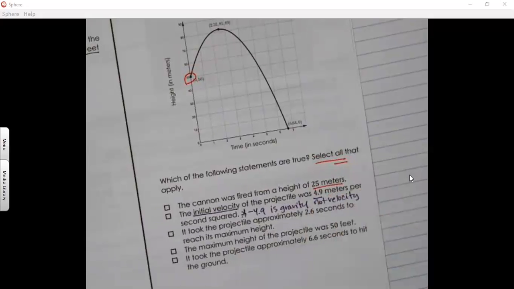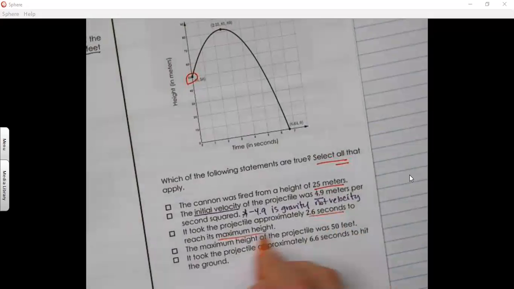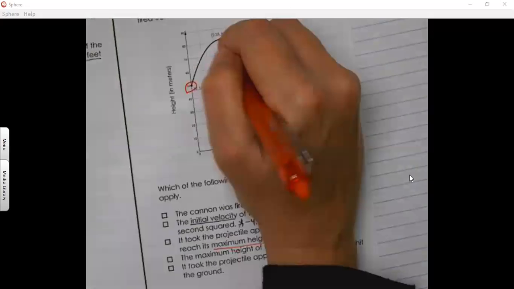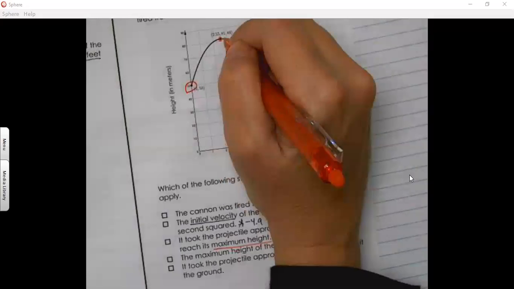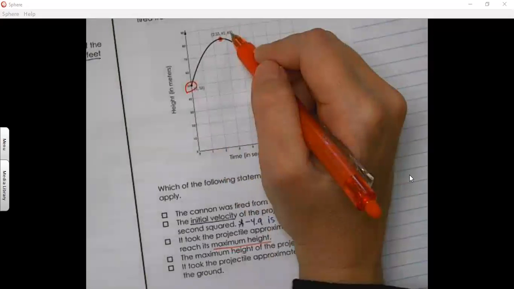It took the projectile approximately 2.6 seconds to reach its maximum height. Is that true? Yeah, right here. Look at your vertex. At approximately 2.55 seconds, which is approximately 2.6, it reaches a maximum height of 81.89. So yes, we will select that one.